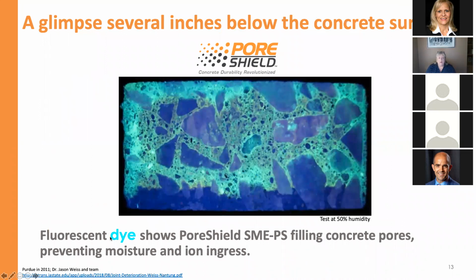Now here's a picture using an indicator. A fluorescent dye was added to Pore Shield, penetrating the concrete 2 to 3 inches, and you can see how that capillary action works, and what I described is filling that pore network and protecting it. All of that greenish color is the Pore Shield within the concrete.